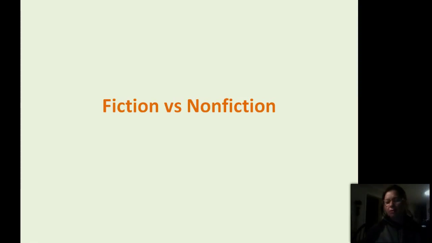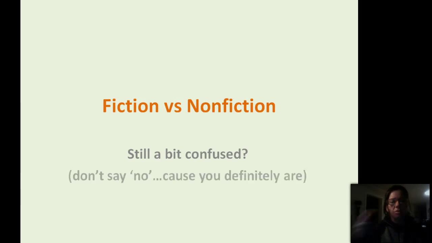Hey everyone, today we're going to talk about the difference between fiction and nonfiction. Now, I know some of you are going to say we've been doing this forever, since September, but some of you are still not getting it, you're still a little bit confused, and I can see that in your test scores, so I wanted to revisit this.